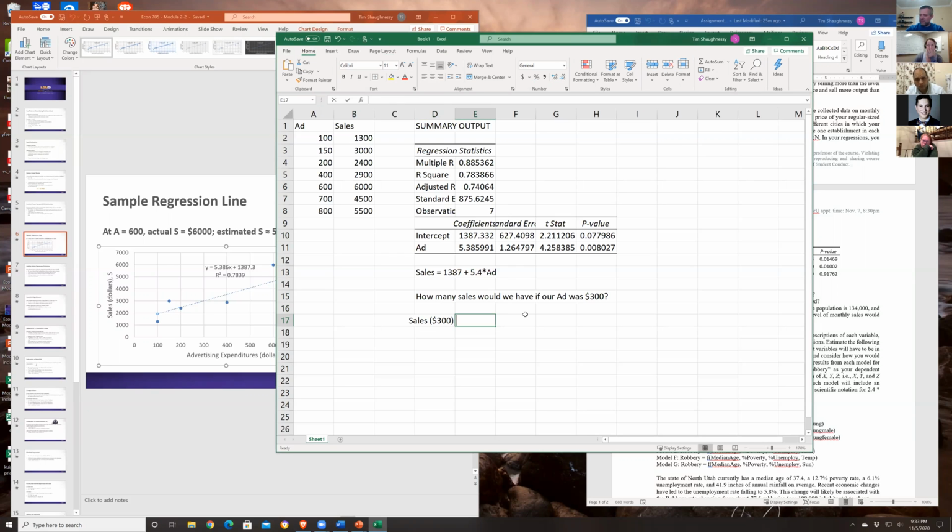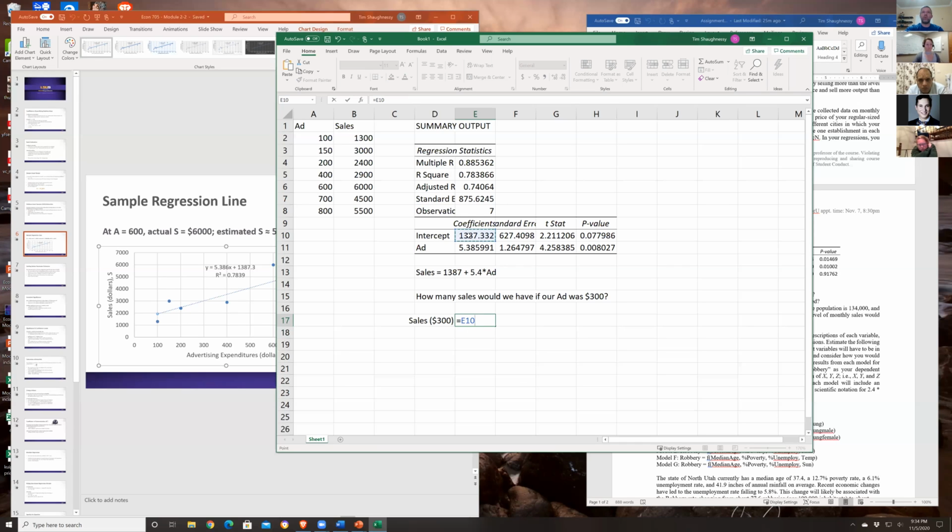And I could kind of be a little messy and say 1387 plus 5.4 times 300, and I'll get some value, 3007. What I always prefer doing, though, is Excel has already told me what these values are. I already know this isn't really 1387. It's 1387.332, blah, blah, blah. There's more decimal points after that. So I'm just going to use the results that it's giving me.